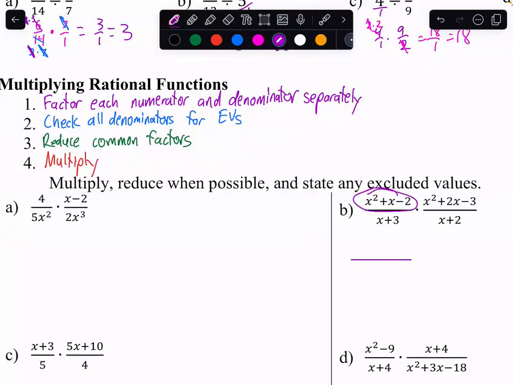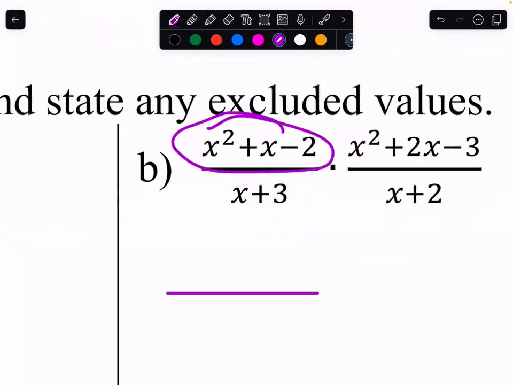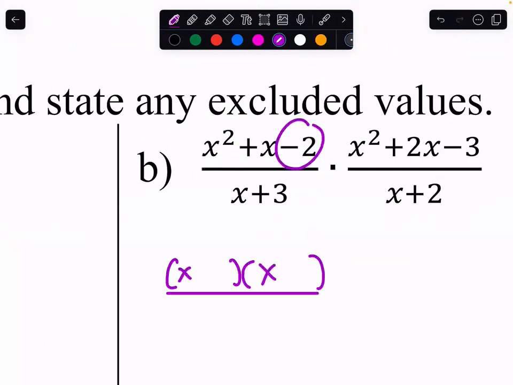So factoring this numerator, I know that it's a trinomial, right? So it's going to turn into 2 parentheses. X squared has to come from x times x. The negative last term means there's 1 positive and 1 negative. These two numbers multiply to 2, but is it positive 1, negative 2, or positive 2, negative 1? Well, the middle term is positive, so I need the positive number to be bigger. So positive 2 and negative 1.